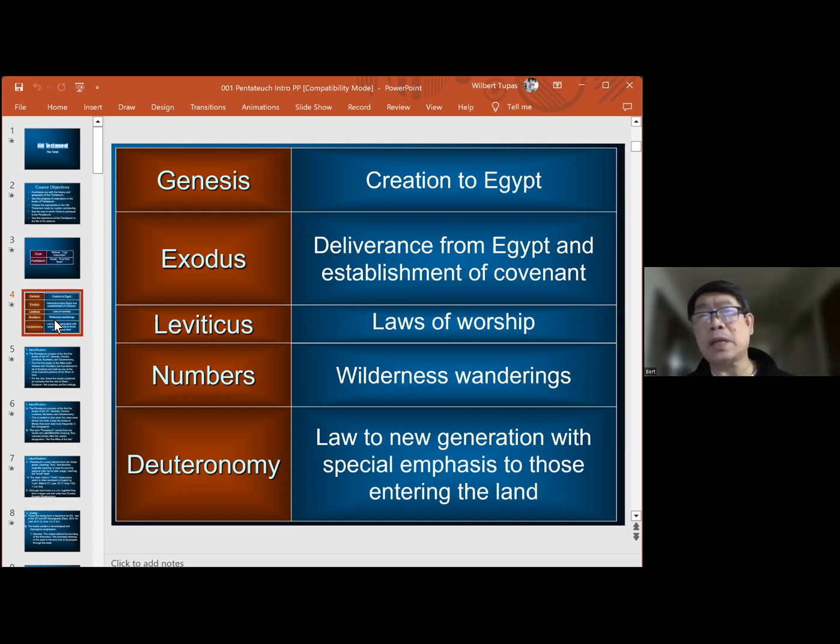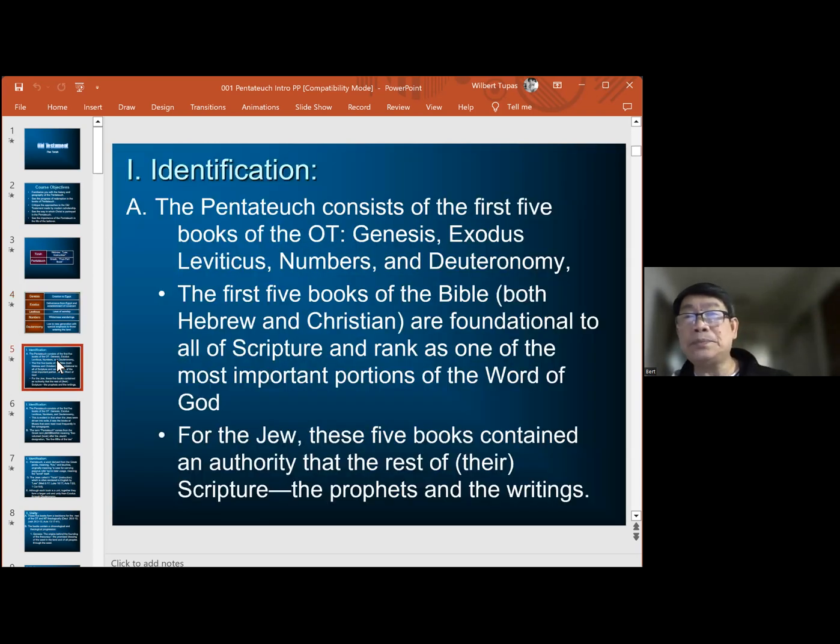Actually, Deuteronomy is just a repetition of some of the 3 books. No? Just Moses repeated their experience from the wilderness. So the first book, Pentateuch, we will discuss it a little bit. So Pentateuch consists of 5 books of the Old Testament: Genesis, Exodus, Leviticus, Numbers, and Deuteronomy.